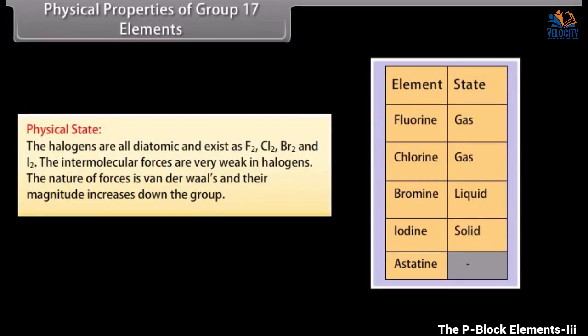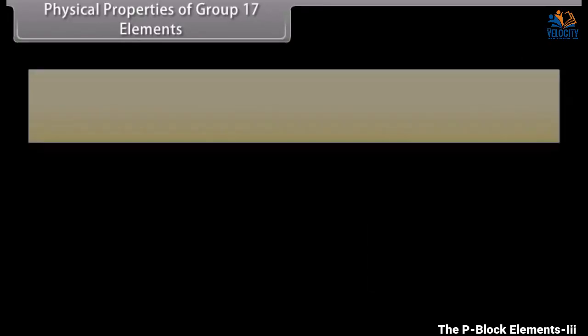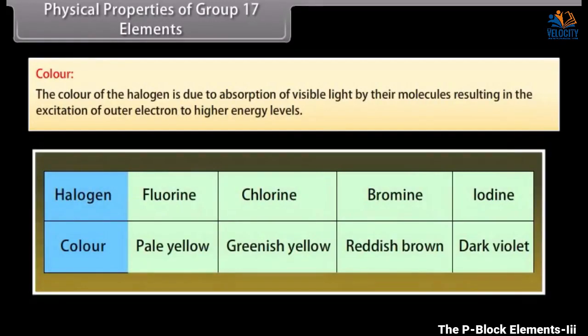The intermolecular forces are very weak in halogens. The nature of forces is van der Waals and their magnitude increases down the group. Thus, F2 and Cl2 are gases, bromine is a volatile liquid, and iodine is a volatile solid. Color. The color of the halogen is due to absorption of visible light by their molecules, resulting in the excitation of outer electron to higher energy levels. The color deepens down the group.